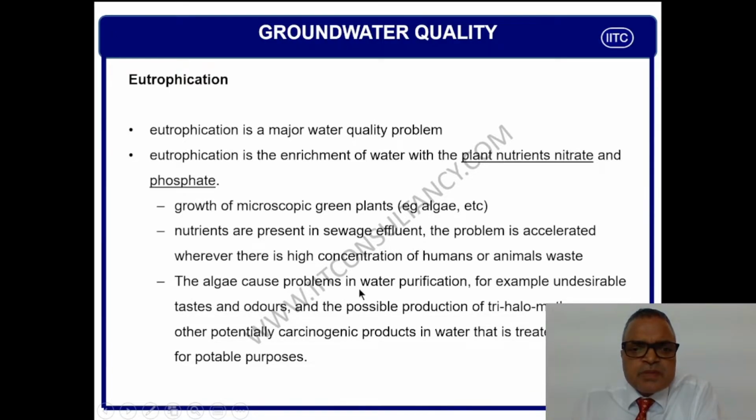And algae cause problems in water purification, for example undesired taste and odor, and a possible production of trihalomethanes or other potentially carcinogenic products in water that is treated with chlorine for potable purposes. So you can understand eutrophication is an important and vital reason for water quality issues. It is nothing but water rich with plant nutrients, nitrates and phosphate.